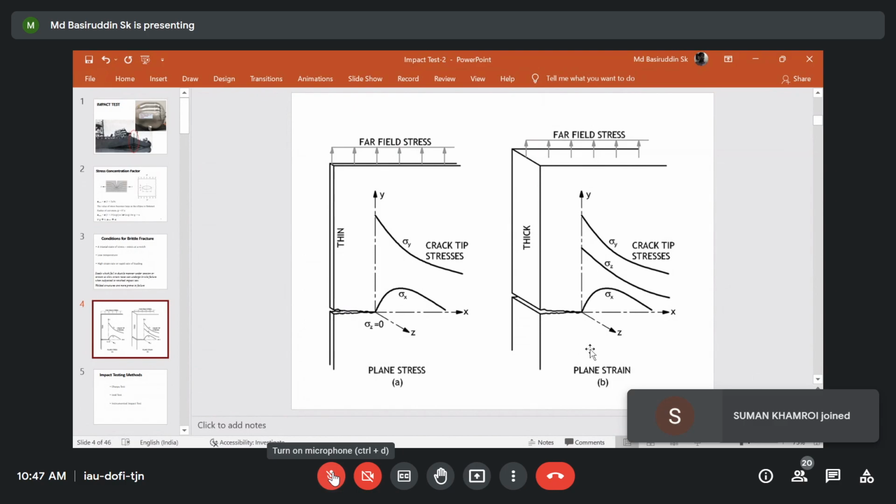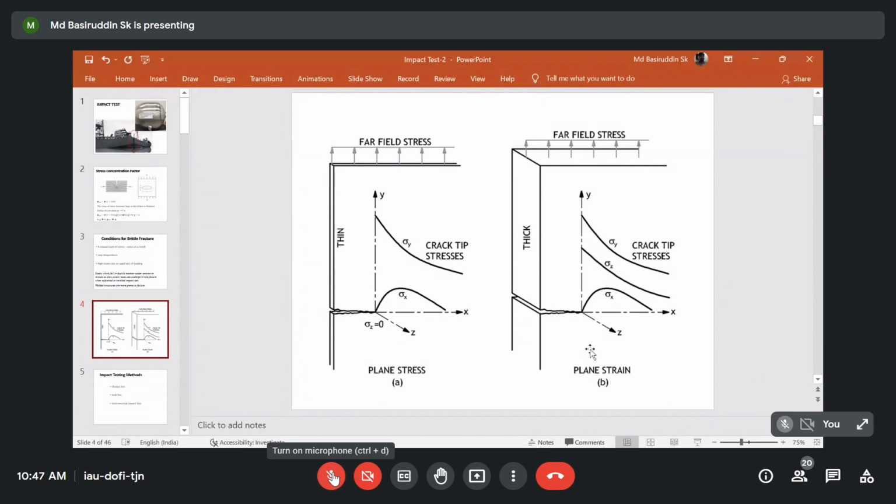And when the fracture stress is below the yield strength, then yielding will not happen, but the fracture will happen before yielding. So then no plastic deformation will happen, and when no plastic deformation happens, the fracture surface you will see will be a completely brittle fracture.